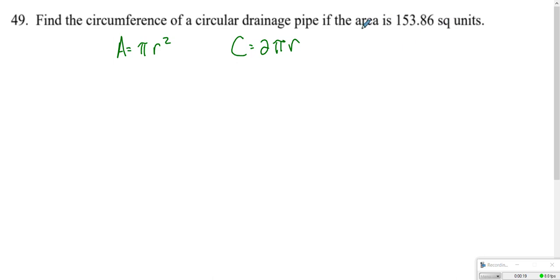Okay, all we're given is the area, but we need the radius, so I'm going to use this area right here. I'm going to plug that in for this A right there. So area equals pi r squared. I know the area now is 153.86. Okay, so 153.86 equals pi r squared.